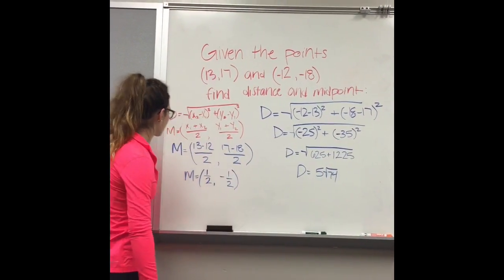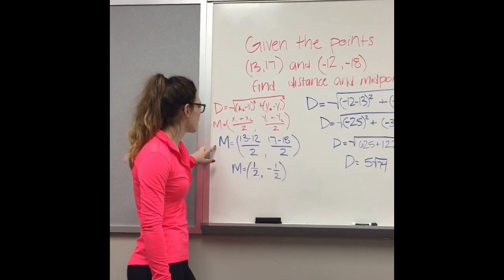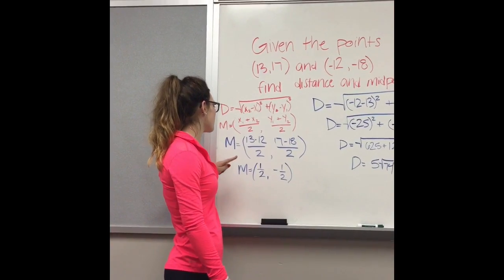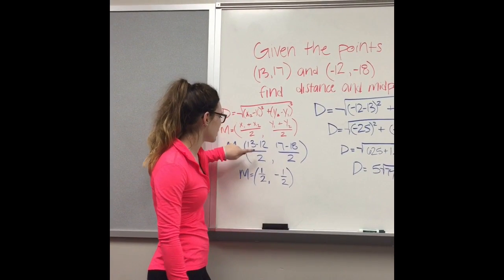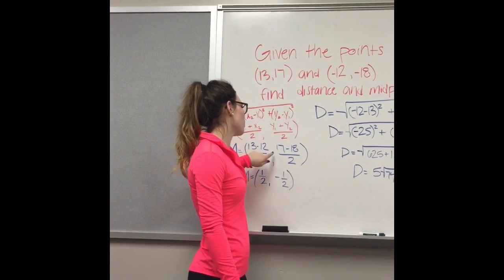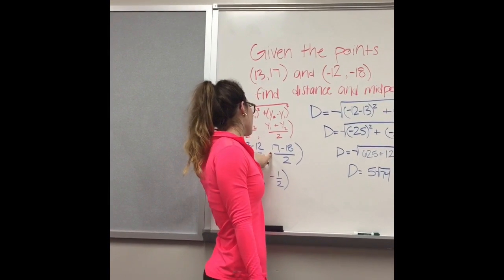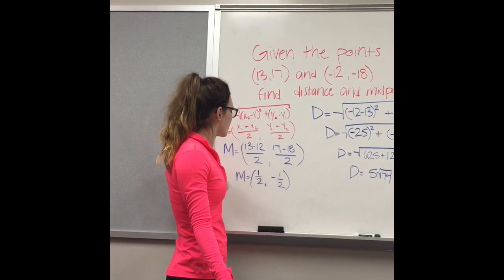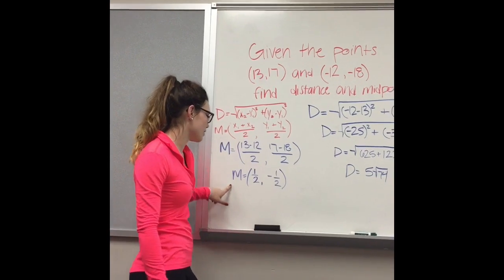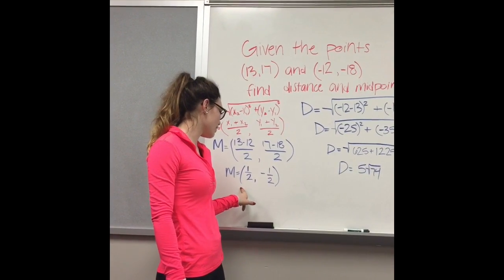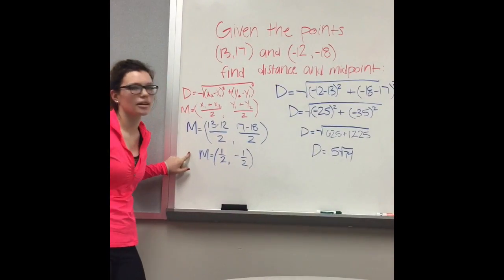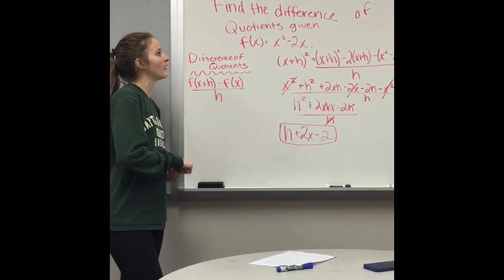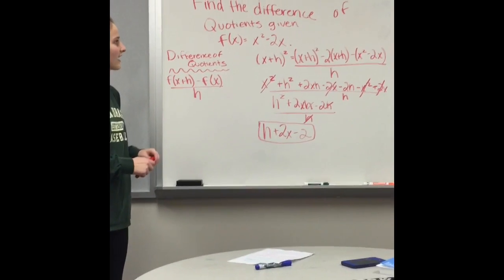So that's your distance. And then for your midpoint, you just do (x1 plus x2) over 2, which is (13 minus 12) over 2. And then (y1 plus y2) over 2, which is (17 minus 18) over 2. And when you simplify those, it's 1/2 and -1/2. So there's your midpoint.